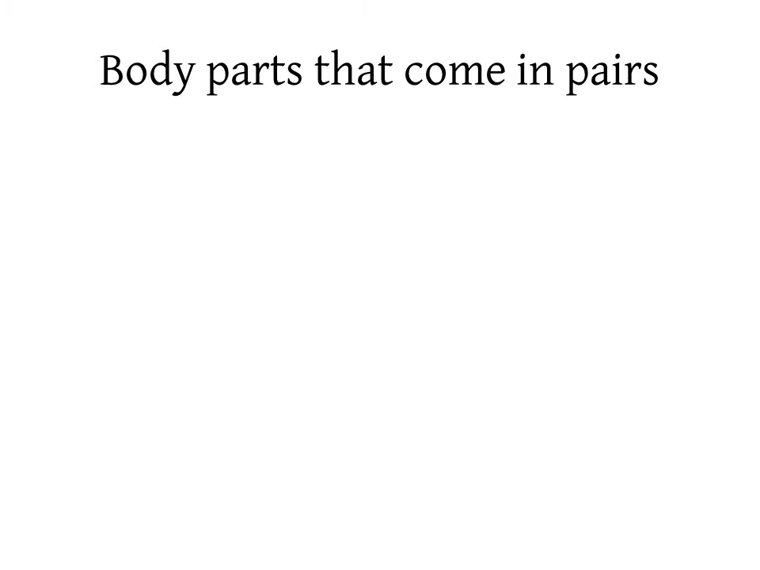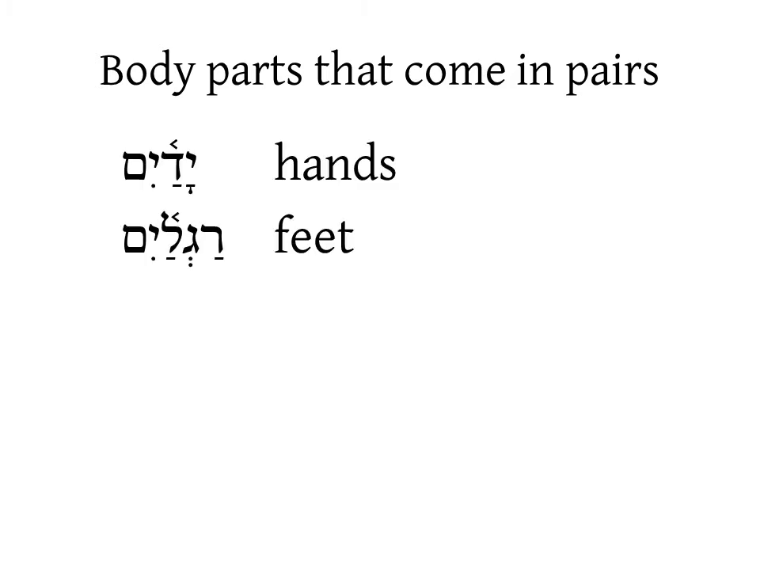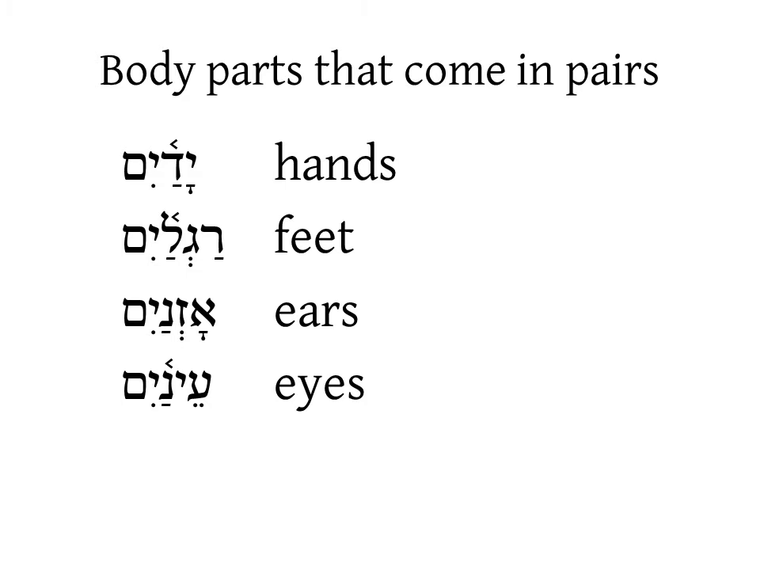Also, body parts that come in pairs usually take a dual form instead of a plural form. So we have yadayim, hands, raglayim, feet, oznayim, ears, einayim, eyes, and apayim, nostrils. But notice, these don't mean two hands or two feet anymore. The meaning is just a plural. It could be two or it could be 100 hands that are being described by yadayim.